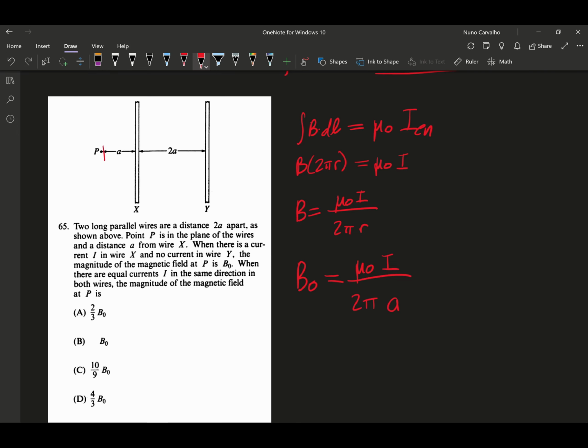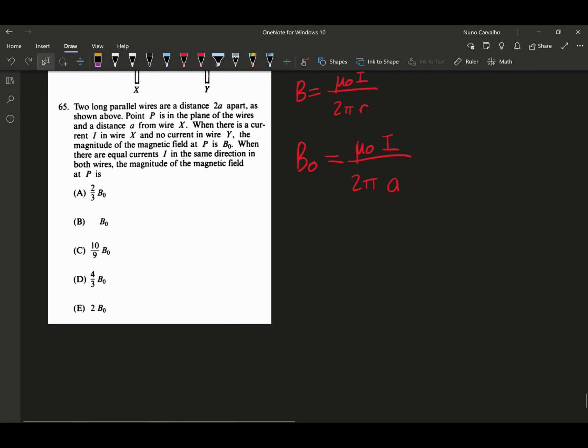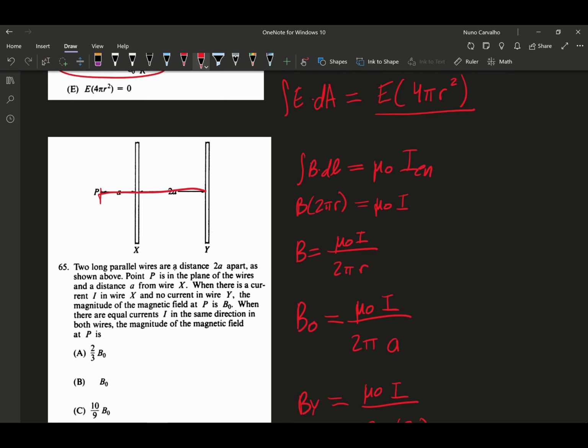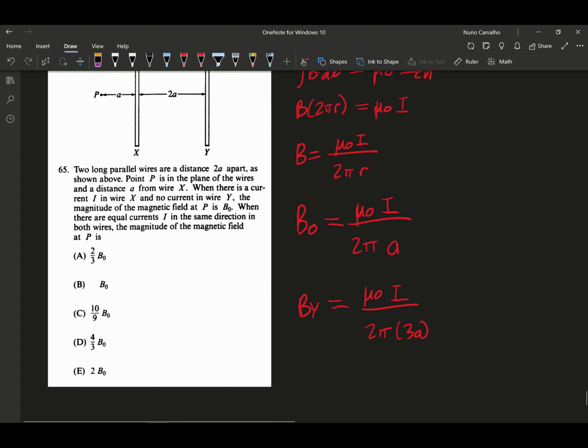That's the distance from here to here. Okay, that's going to be good for us because now we want to figure out what, let's just call it By, is the magnetic field caused by the current in y. That's going to be this, and we're doing 2 pi, and then this is going to be 3a because now the distance is a plus 2a, so r is just 3a. Let's simplify that to say that the magnetic field produced by y is just going to be equal to 1/3 times B0.